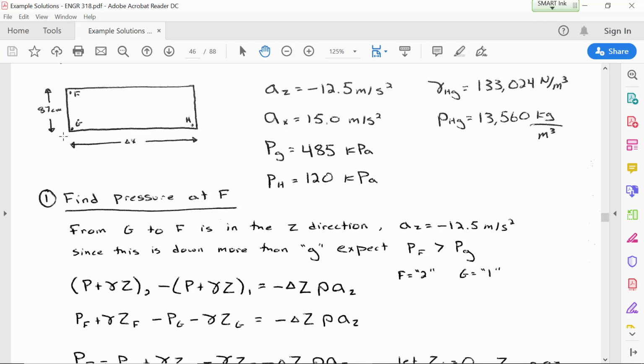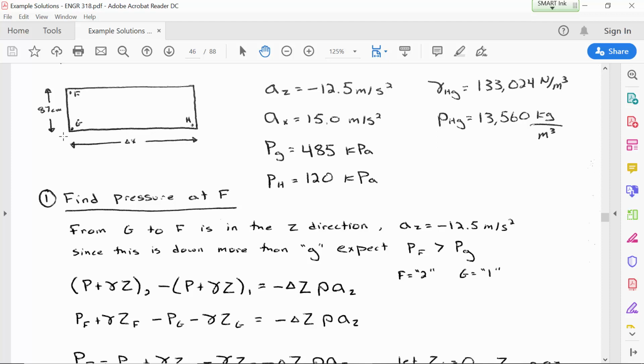What if we know the pressure at H is 120 kilopascals, and that's the only pressure that we knew? We know the distance between H and G, and we know the distance between G and F, but we don't know either of the two pressures. What I've told you in the past is, if you want to know the pressure at F, it's a two-step process. First, you have to find the pressure at G, then you can find the pressure at F. But you can't go straight from H to F.